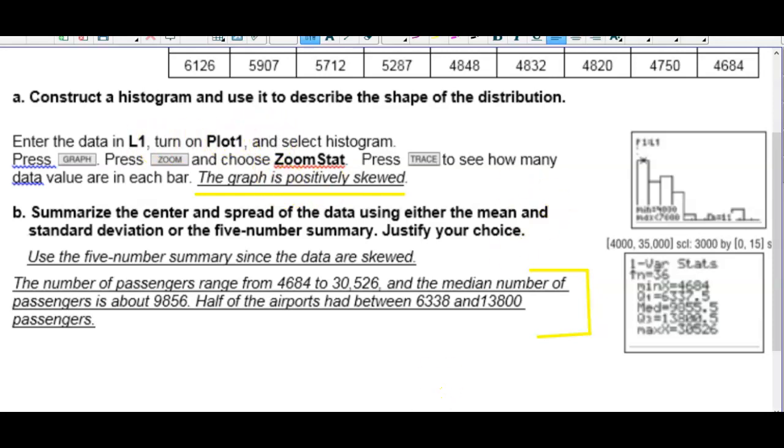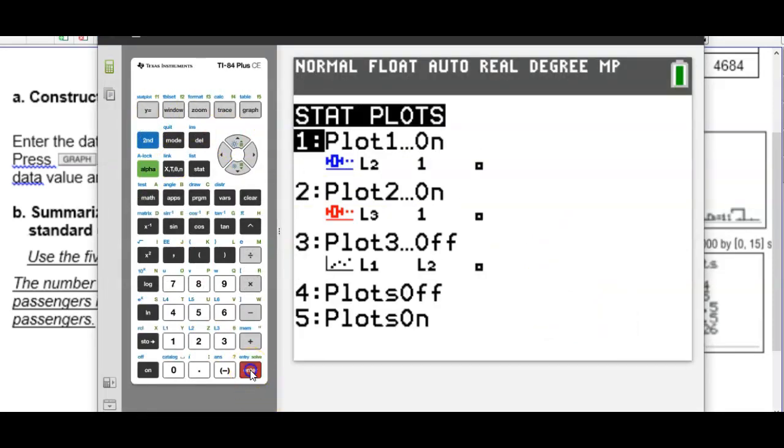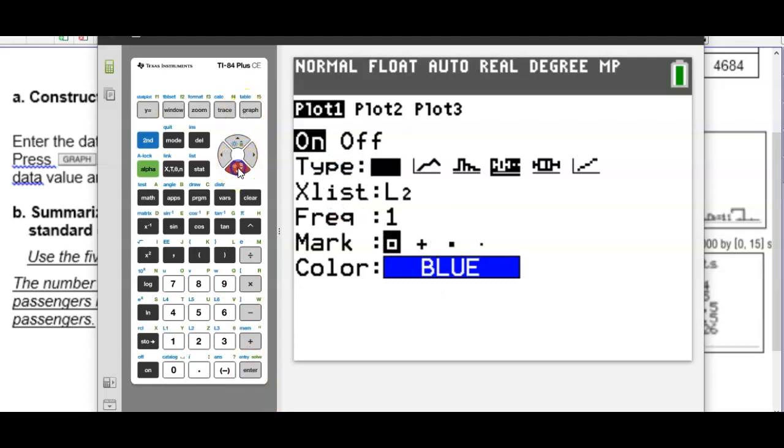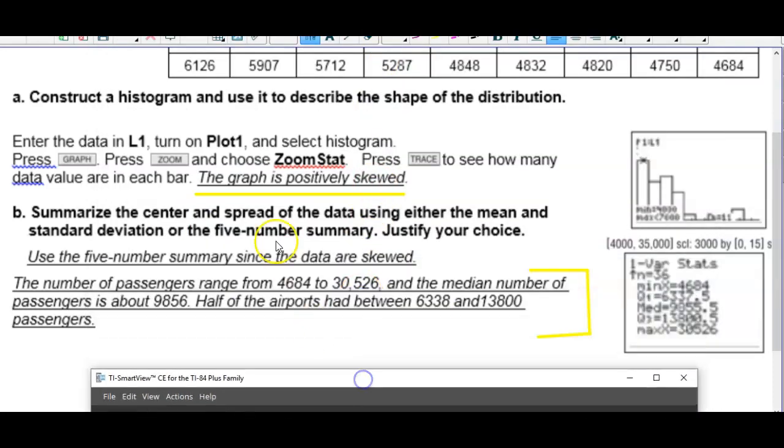What you want to pick for a stat plot for the type is this one that looks like a bar graph, okay? This is a histogram, and then whatever list you had it in, okay? And then you would do a zoom stat. Now they did that and they got this where a whole bunch of data is on the left and there's just a few things over to the right.